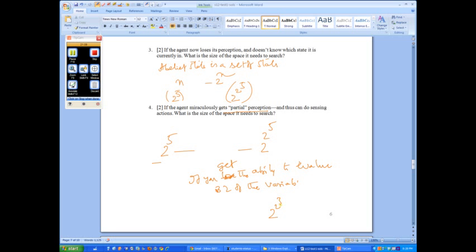Sorry, let's see. If you get the ability to evaluate all 5 variables, then in essence you get 2 power 5. If you do not have the ability to sense any of the variables, you're searching the largest space, and the more variables you can sense, the smaller your search space is. And actually I'll send you a mail later on, but essentially the space you search would be related to the number of variables you can sense.